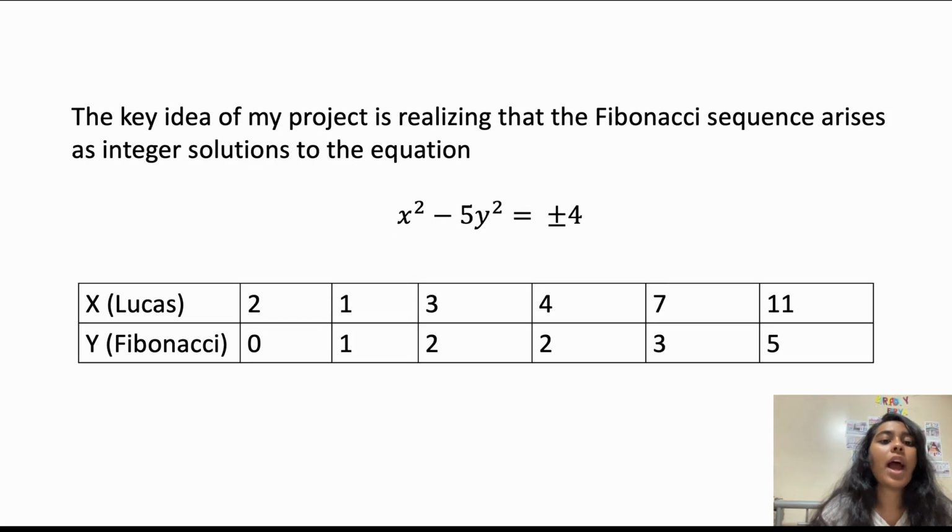The key idea of my project is the realization that the Fibonacci sequence arises as an integer solution of the equation x squared minus 5y squared equals plus or minus 4. If we solve for x and y values, for the x value we get the Lucas sequence, and for the y value we get the Fibonacci sequence, which I already listed in the table here.